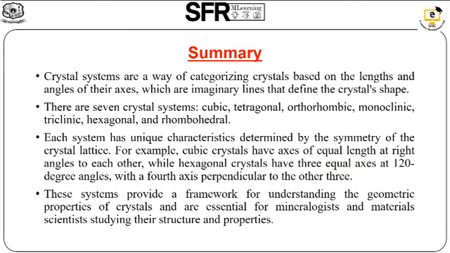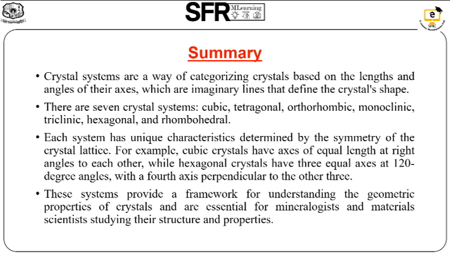So, in summary, crystal systems are a way of categorizing crystals based on the length and angle of the axes, the imaginary lines that define the crystal shapes. These are the 7 crystal systems: cubic, tetragonal, trigonal, orthorhombic, monoclinic, triclinic and rhombohedral. Each system has a unique character determined by the symmetry of the crystalline lattice.